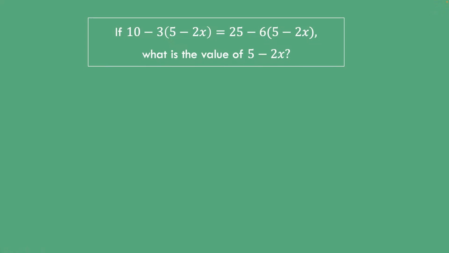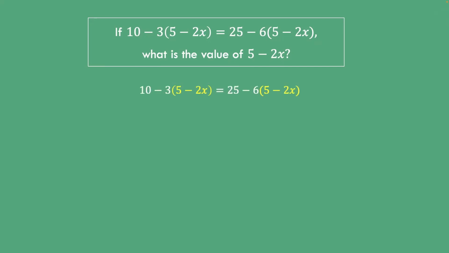This equation isn't asking for x directly. Instead, it's asking for the value of 5 minus 2x. You could solve it by distributing the terms, combining like terms, and solving for x, and then substituting back to find 5 minus 2x. But that involves more steps and increases the chance of making mistakes.